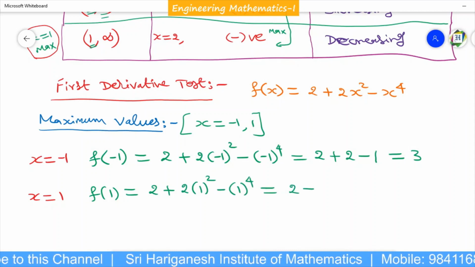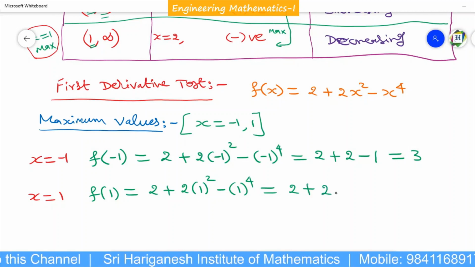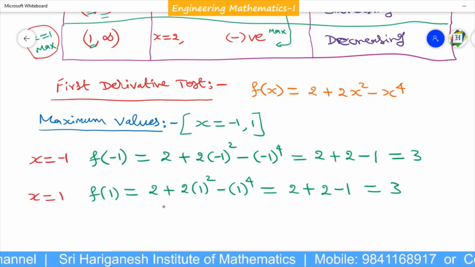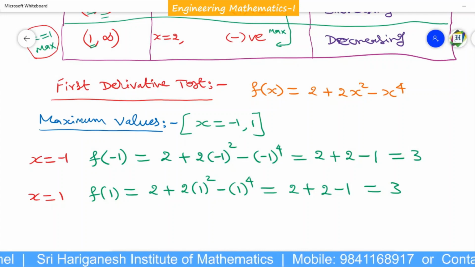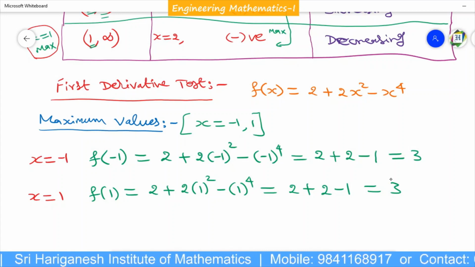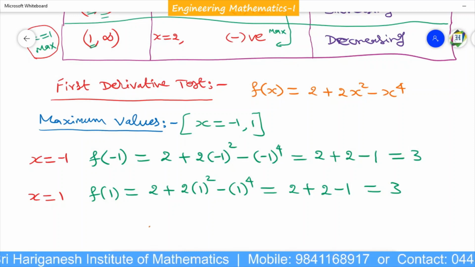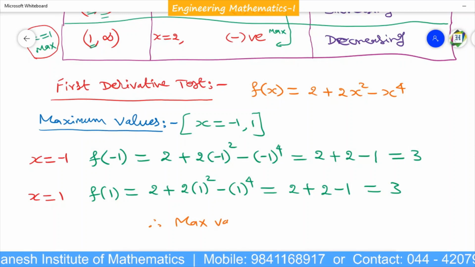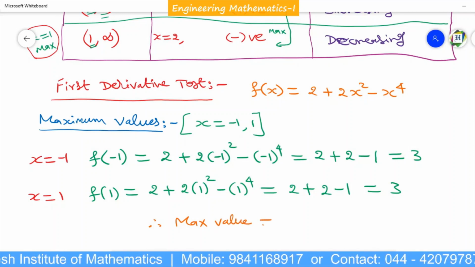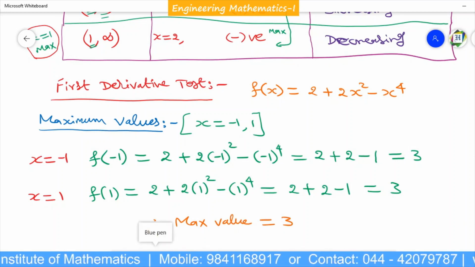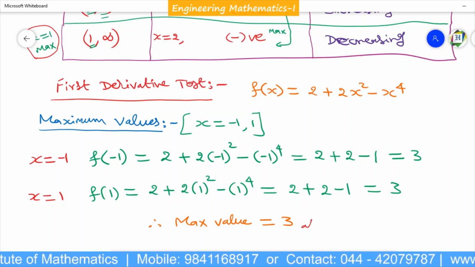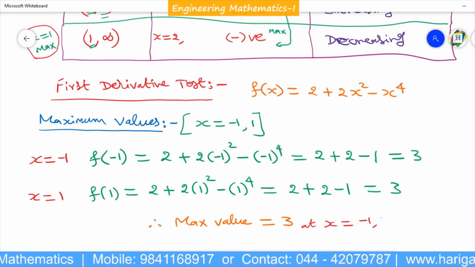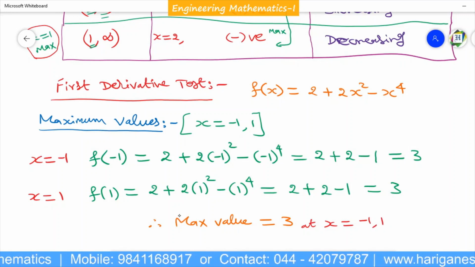So it is 2 plus 2 minus 1, again it is 4. So the function attains maximum at x equal to -1 and +1, the value is 3. Therefore, the maximum value is equal to 3 at x equal to -1 and +1. Okay, so I found the maximum value.